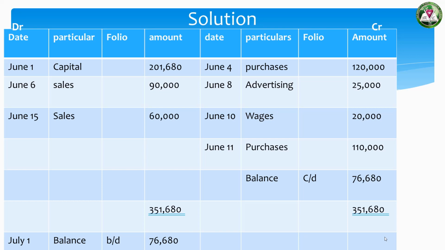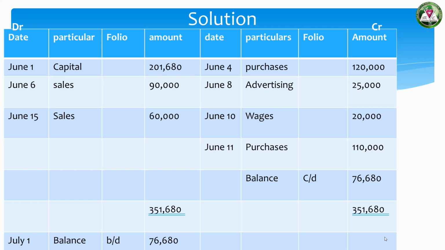June 10. What happened? Paid wages. And the amount is 20,000. A debit transaction or a credit transaction? Yes, it's a credit transaction because money flowed out of the business. Under the particulars, you write wages, then the amount is what? 20,000 naira as well. What other transaction?